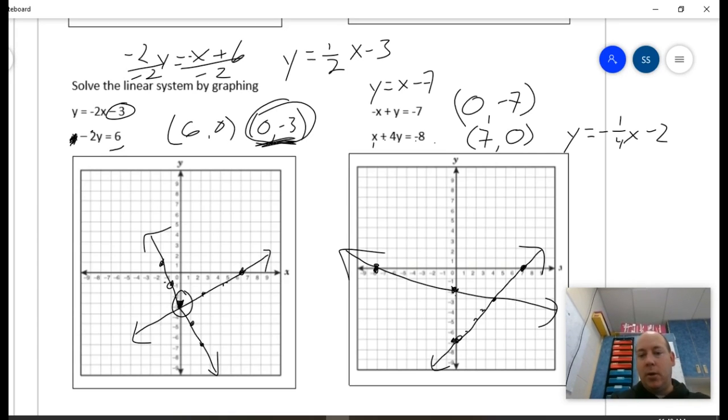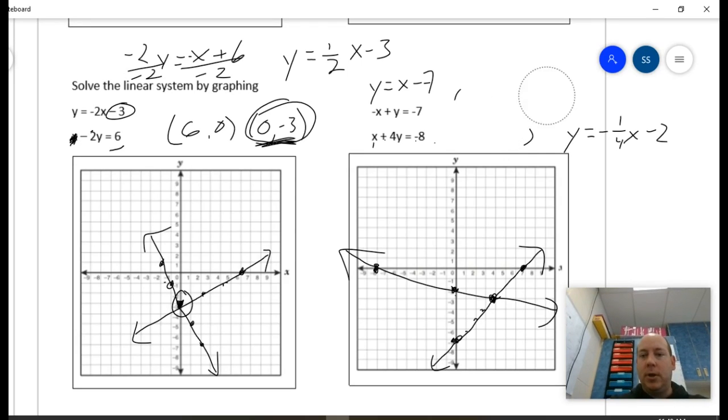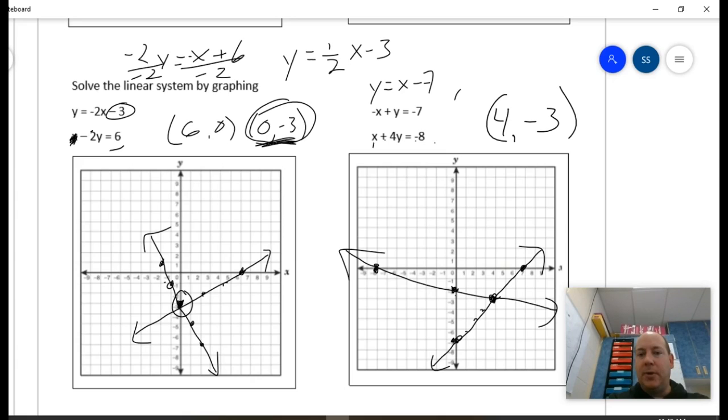That is a bad line, which is why we always want to double check our point. But it looks like it intersects there at 4, -3. Okay, let me erase a little bit of this here. So 4, -3. Let's just verify that. So the opposite of x plus y. So the opposite of 4 is -4 plus -3 is -7. So that checks out. 4 plus 4 times -3, well, 4 times -3 is -12. 4 plus -12 is -8, so that also checks out. So that's our solution.